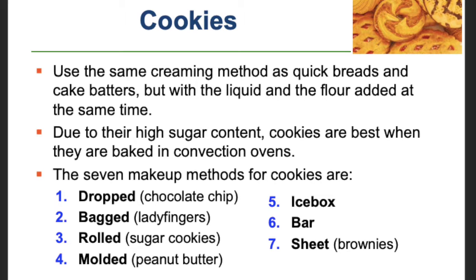Okay, cookies. They use the same creaming method as quick breads and cake batters, but with the liquid and flour added at the same time. Due to their high sugar content, they are best when they are baked in convection ovens, which was a test question that you took.